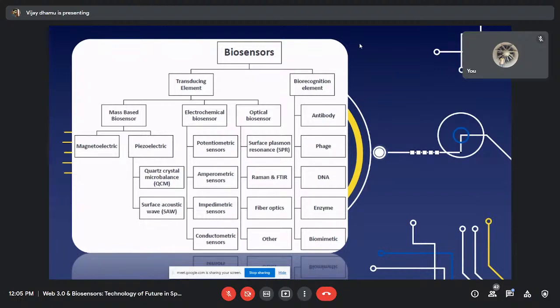Optical biosensors are of four types: surface plasmon resonance, Raman and FTIR, fiber optics, and there are a lot of other biosensors like IR and UV.